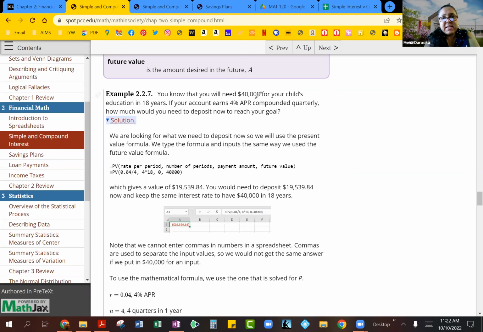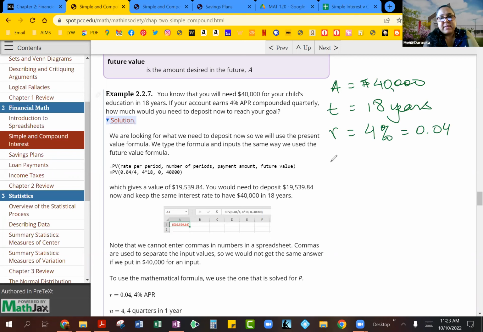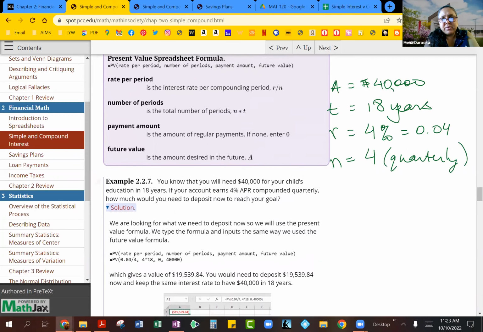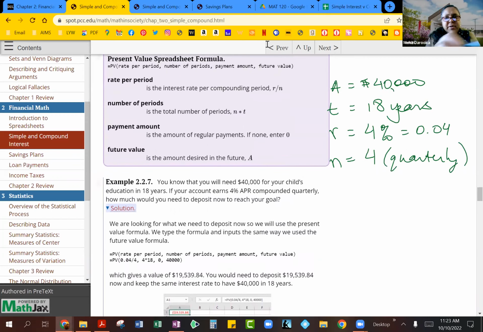As you can see, our future amount is $40,000. They're telling us we're going to be doing this deposit for 18 years. Our rate of interest is 4%. And then we are compounding this quarterly. So remember, quarterly is 4 times a year. So again, following that present value formula, let me try to squish that in here.